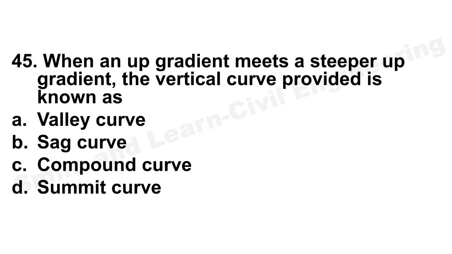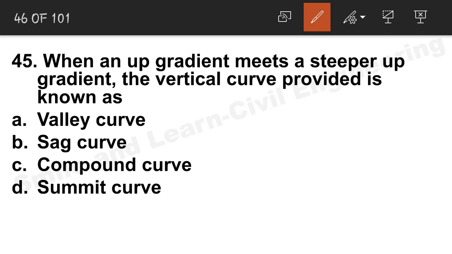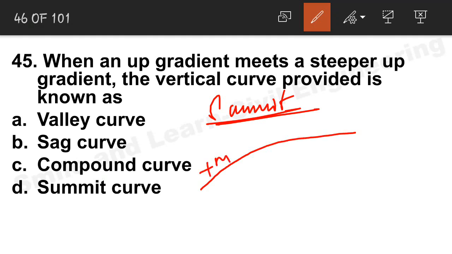Next question: when an upgradient meets a steeper upgradient, the vertical curve provided is. So let's see this question in detail. First of all, we will start with the summit curve. Two types of curve are there, one is summit, another is valley curve. For the summit curve, the first thing is that it comes from plus n1 to plus n2, meaning from upper gradient to steeper gradient. So from this one only we can say the answer is option D, summit curve.